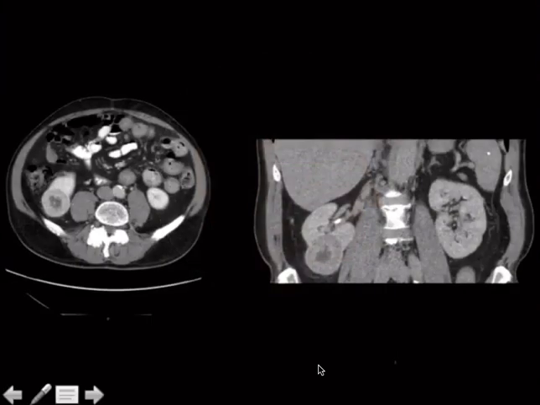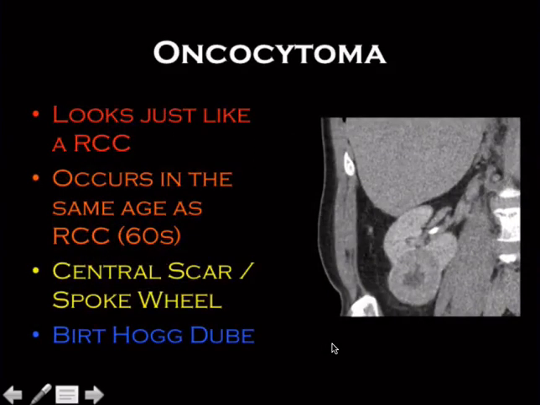All right, what about this one? So gamesmanship, sequences first. Okay, this is a contrasted CT. We've got the coronal plane. They've managed to show us 2 planes here. And it's an enhancing mass, and a lot of you will probably think, okay, enhancing mass, that's RCC. That's always RCC. But it's funny looking, right? It's got this sort of stellate central scar thing going on here. And that is more common in oncocytomas, allegedly.